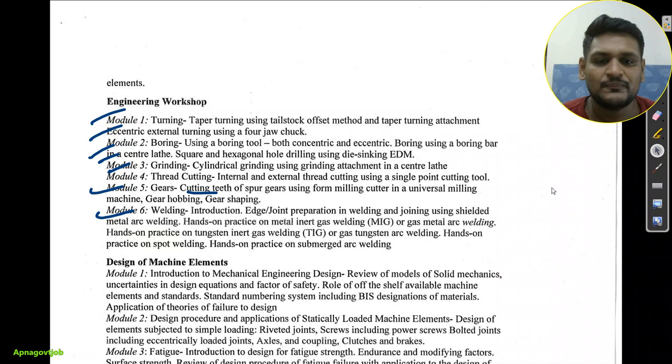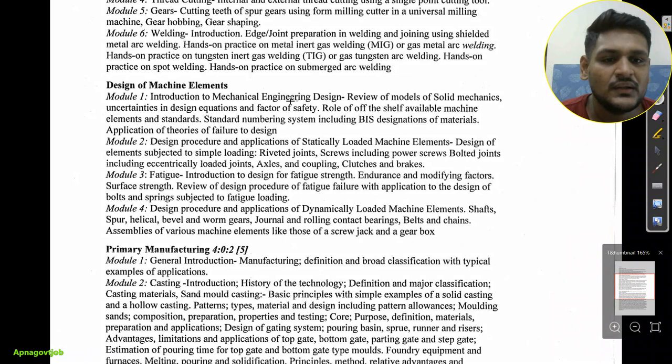Design of machine elements. Okay, so here also you will do module 1, your introduction to mechanical engineering design, compulsory, all the things are important for you from here. Okay, second is your module 2, design procedure application of statically loaded machine elements, so this also you can do. Okay, fatigue, introduction to fatigue strength, this module you can skip. Design procedure of application of dynamic loading machine elements, shaft, okay, and these things also you can do. So module 1, module 2 and module 4 from here, design of machine elements. Okay, you can skip whole module 3.